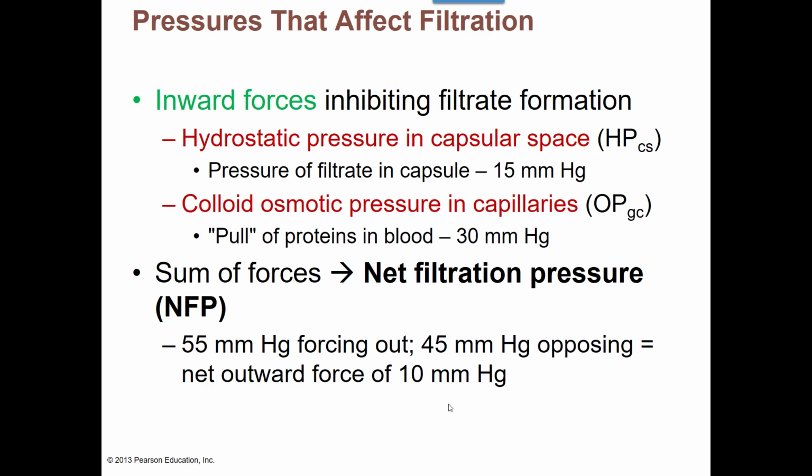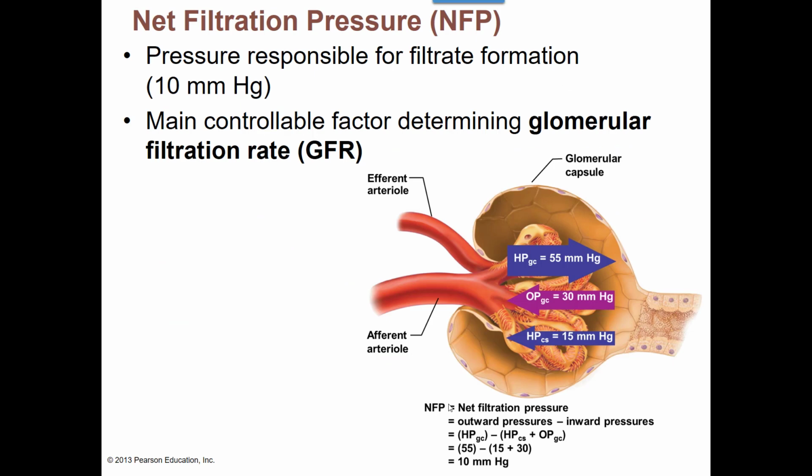Now, your net filtration pressure is around 10, give or take, responsible for making filtrate. And it is the main factor that determines your glomerular filtration rate. How much urine or how much filtrate can you make? It's not the only thing, but it's the main thing that determines how much filtrate you can make. This is just showing you the numbers. Your glomerular capillary hydrostatic pressure, aka blood pressure in your capillaries, is 55 millimeters of mercury.